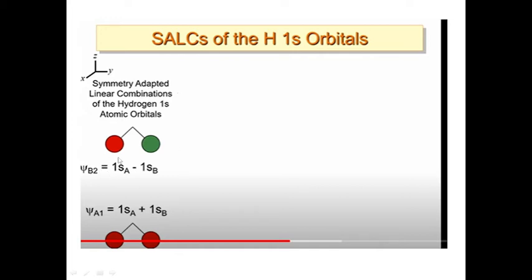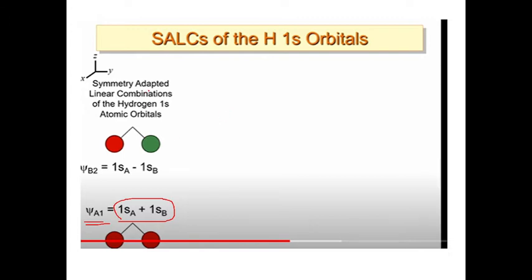Instead of B1 and B2, we are replacing them with the wave functions of the 1s A electron and the 1s B electron. So you have once again two different SALCs. The A1 symmetry one is psi of 1s A plus 1s B, and it is represented like this, in which you can see that both the phases are on the same side. So there are no nodes. So this is the lowest energy SALC.